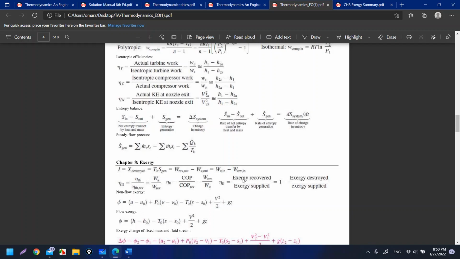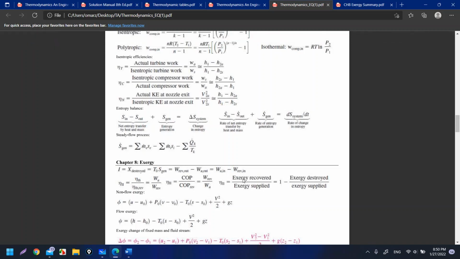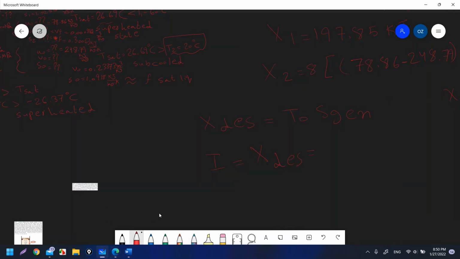So which method will we use, and if we use this method, which one shall I use? Is it reversible out or reversible in? Let's see. If I use S generation, I have to first use the entropy balance, S in minus S out plus S generation equal to delta S system.